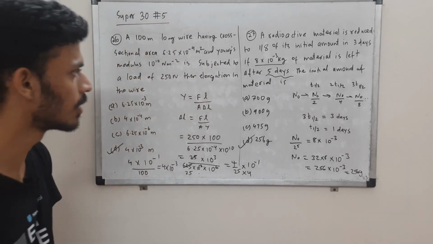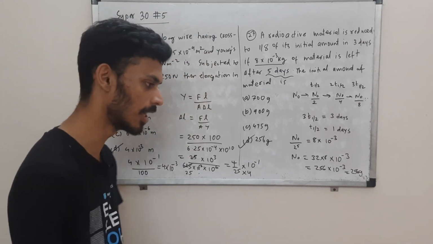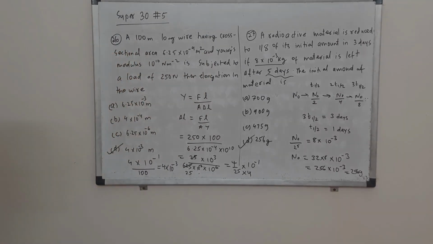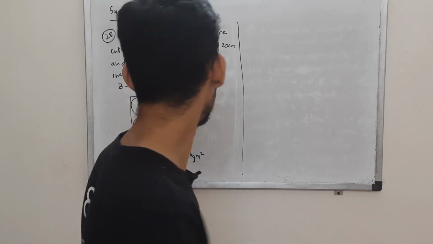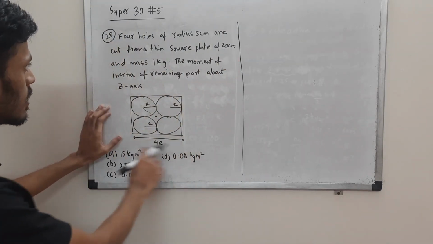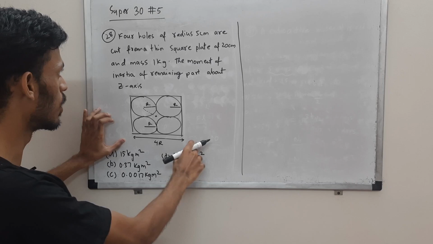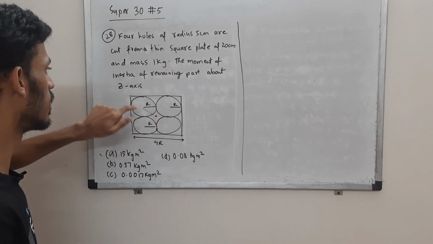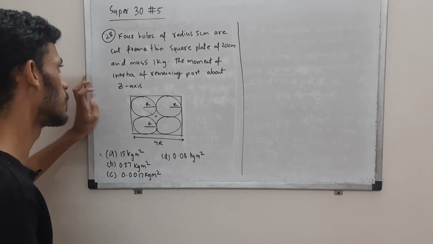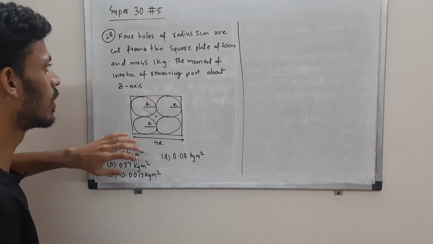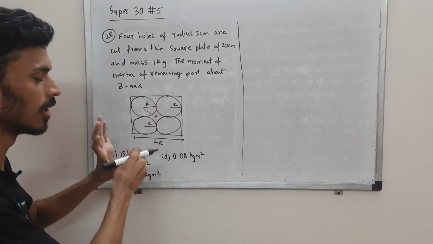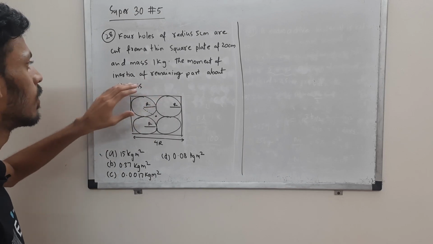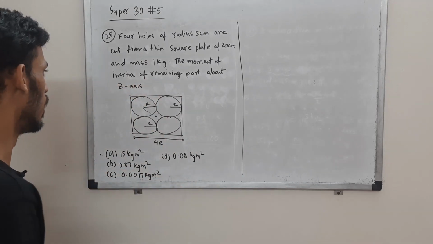Let's move to 28 and 29, which will be the last questions that I'll be doing today. 30 is your homework question, of course. Coming to question 28, here we have a plate. The plate has a length of 20 centimeters, and we have cut out symmetric circles of 5 centimeters like this, as shown in the figure. You are supposed to tell the moment of inertia of the remaining part. The circles are cut out from this plate. What is the moment of inertia of the remaining plate about the z-axis?